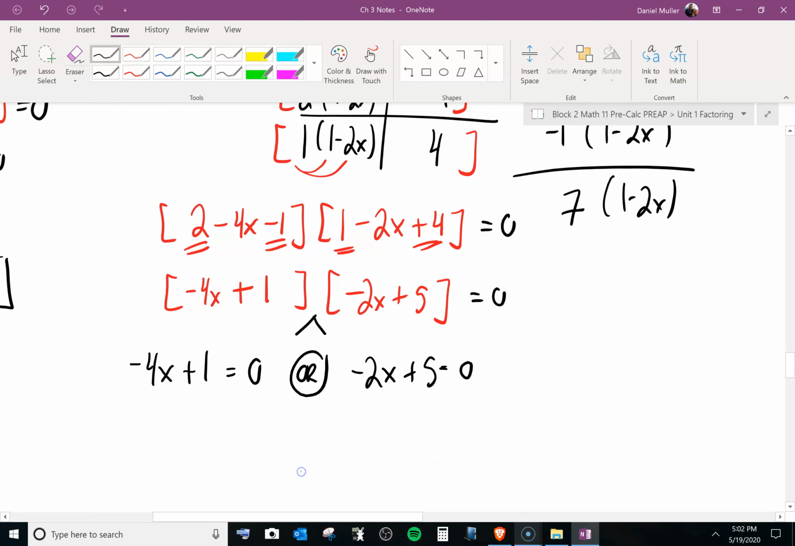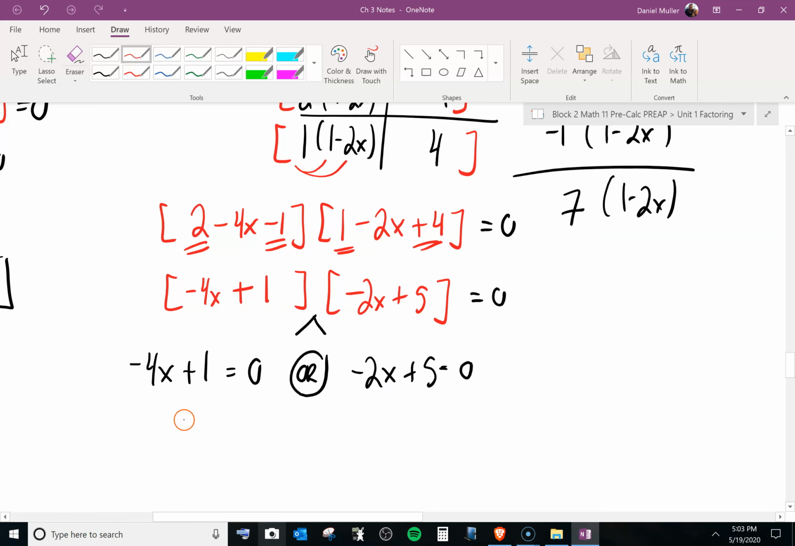In your head, you should be seeing, okay, this is a grade 9 or grade 8 algebra question. I've got to subtract the 1 and then divide by negative 4. So that's what I did. Subtract 1, divide by negative 4. Done. And here you should see in your head that you're going to subtract the 5, and then you're going to divide by negative 2. So that should be really, really quick.